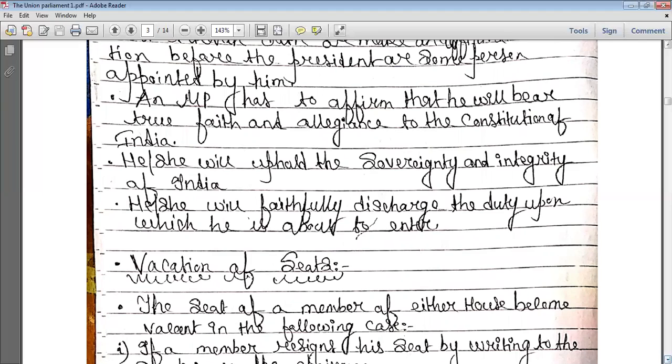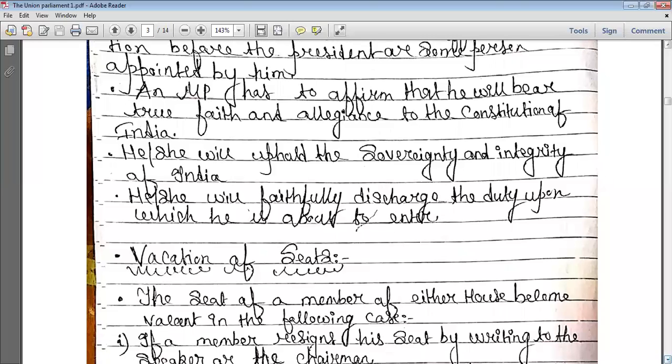He or she will faithfully discharge the duty upon which he or she is about to enter. So whatever duty a person is taking, that person should be able to perform that duty properly so that it is easy for the government to run the country. Next, we are moving to the next topic, vacation of the seats.